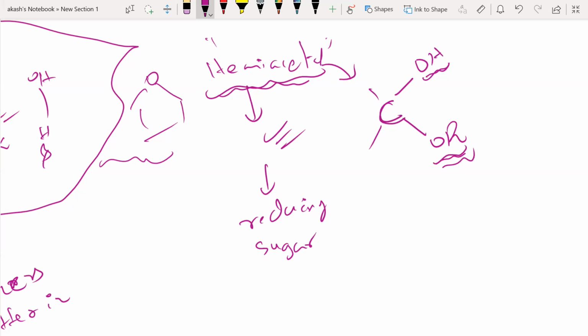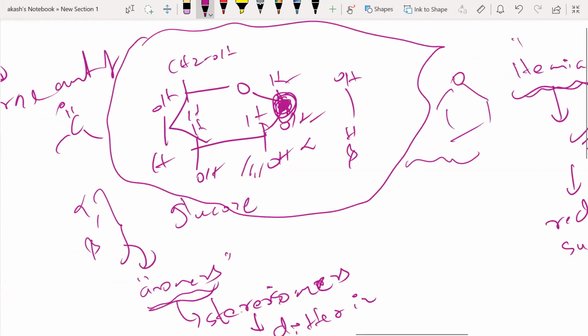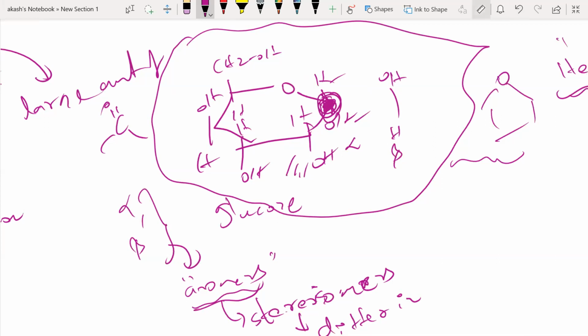Now let us check that. I know glucose is going to be a reducing sugar, so it should have a hemiacetal. Let us check whether we have it or not. Now look at this. Let me rub this. Now look at this carbon, which I'm marking, maybe I'll draw it in red color. You see this carbon is having an OH here, and the same carbon is having an OR here.